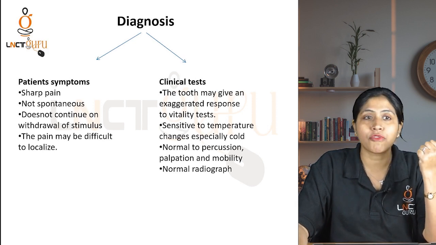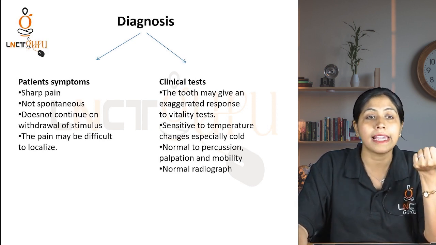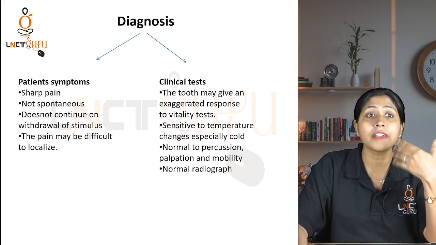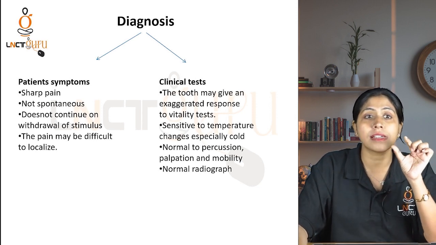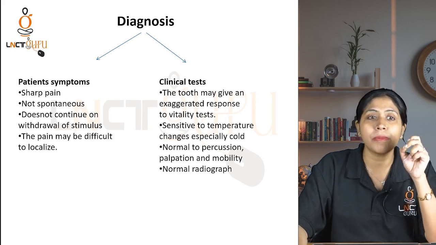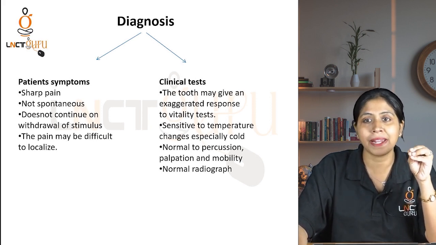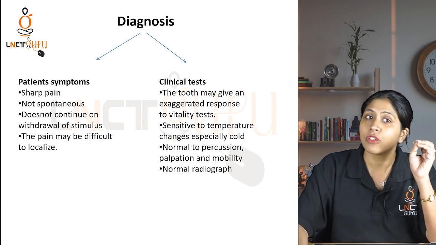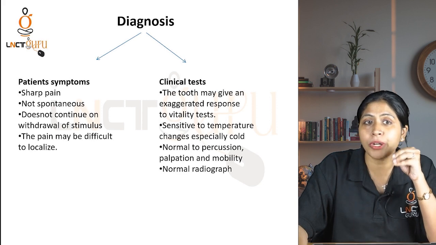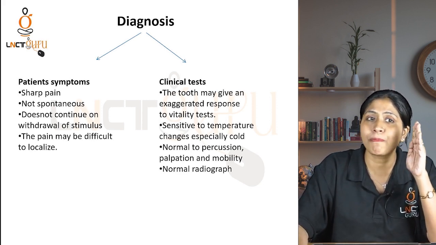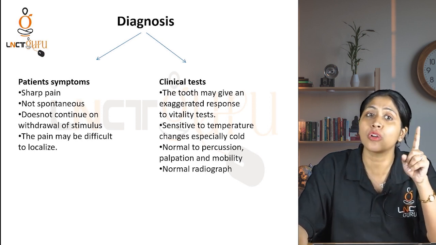Next is the diagnosis. How to diagnose it? We have to take the symptoms. Obviously, it has to be sharp pain, non-spontaneous. Non-spontaneous means it is not starting on its own. Some stimulus is there for it. It does not continue after withdrawal of the stimulus, and the pain may be difficult to localize. You cannot localize the pain because, as we have discussed in pulpal pathology, there is no proprioception in the pulp. So the property of localizing the pain is not present in the case of pulpal pain. It is there in the periodontal or periapical tissues.